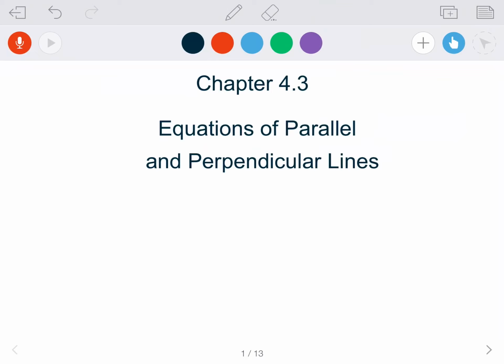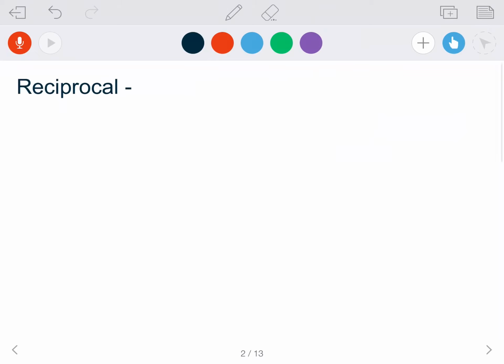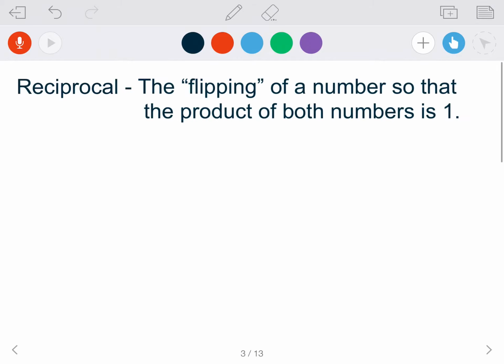This is chapter 4.3. During class we talked about a reciprocal, and the meaning of a reciprocal is the flipping of a number so that the product of both numbers is 1. Let's do a quick example.